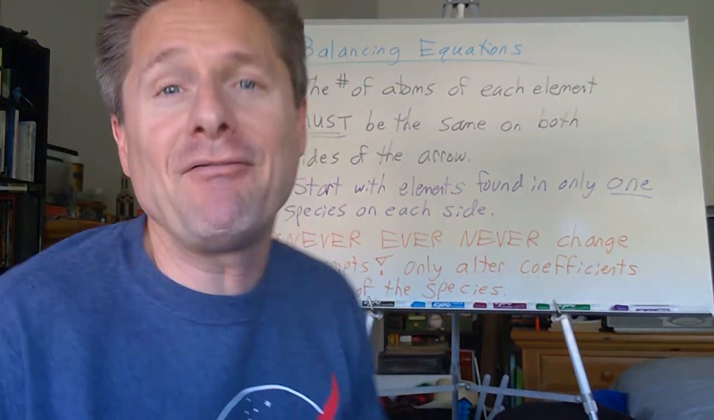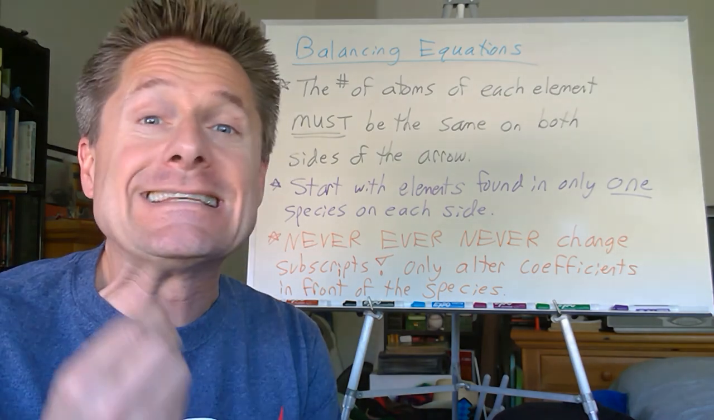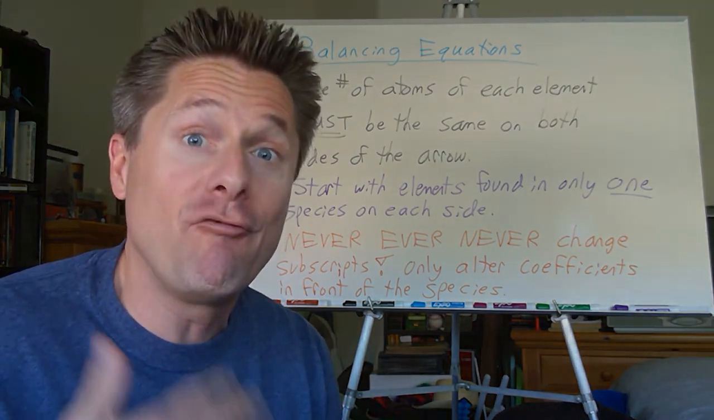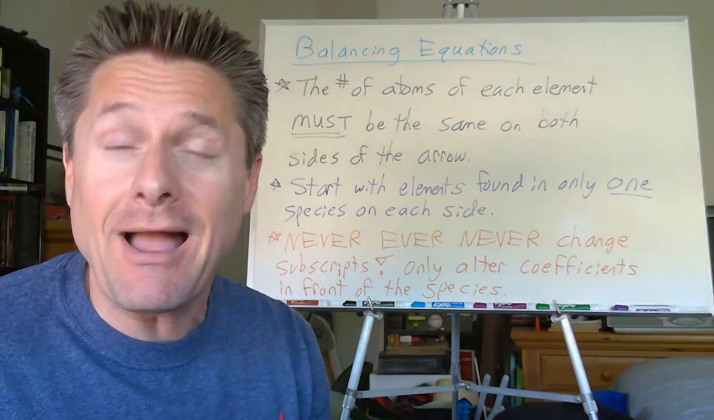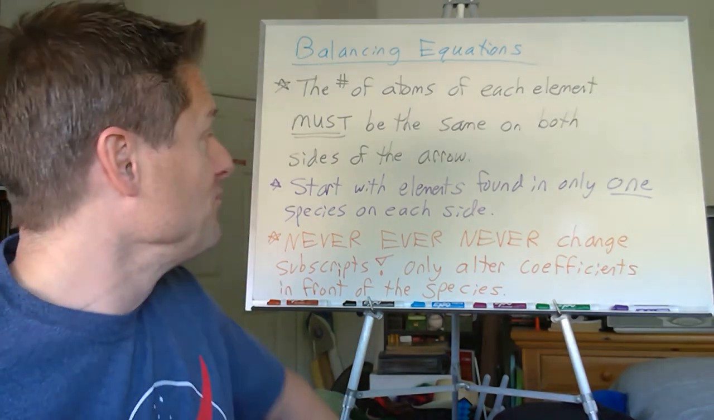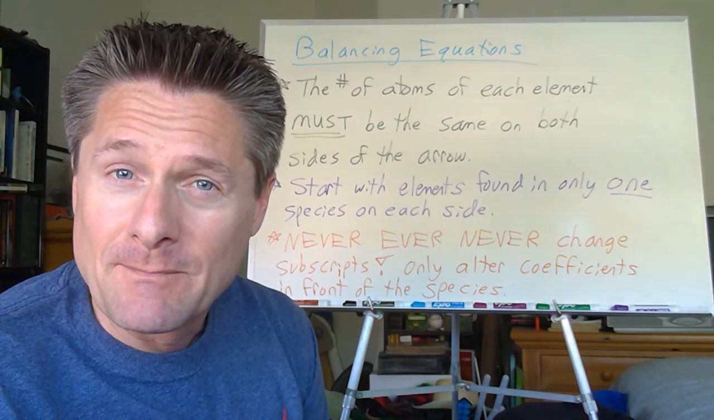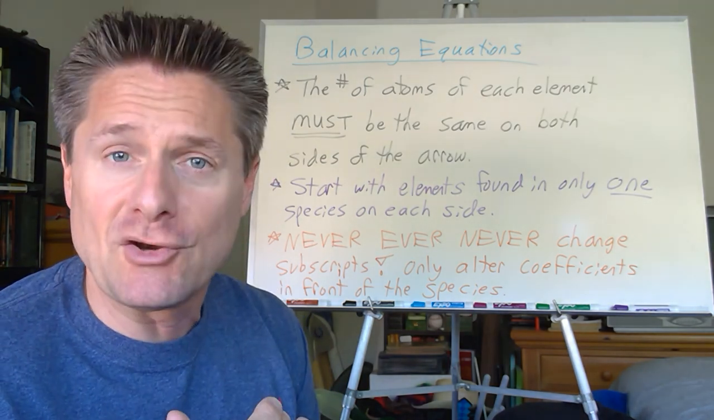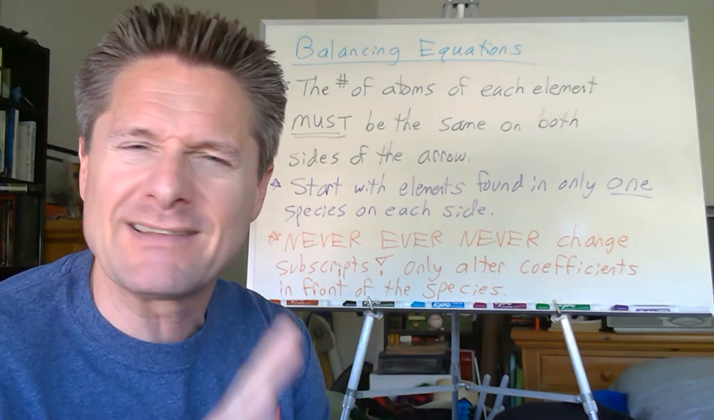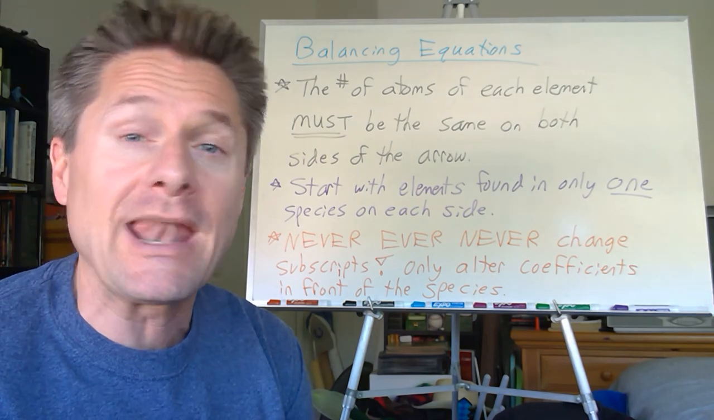So you have to keep the identities of your reactants and products intact. You cannot change CO2 to CO4. That's not carbon dioxide anymore. That's murder in the first degree in chemistry. You can only alter the coefficient. And we're going to stick with just integers at this point. So 1, 2, 3, 4, 5, no halves or anything. We're going to stay away from fractions, except for very specific things we'll see in thermodynamics later.